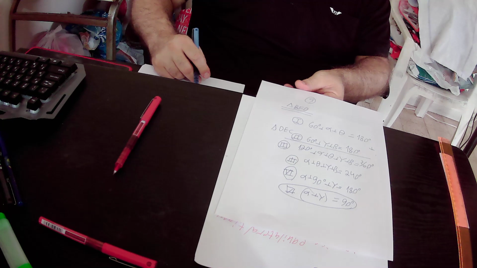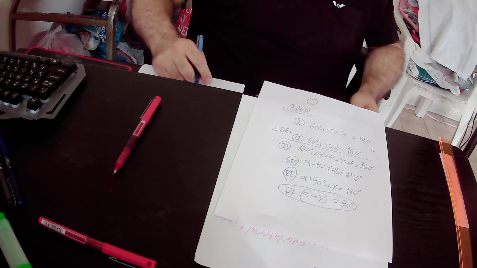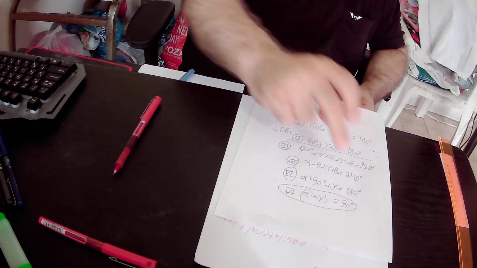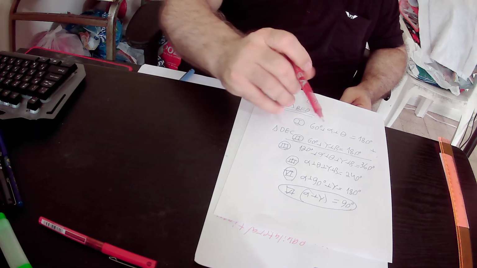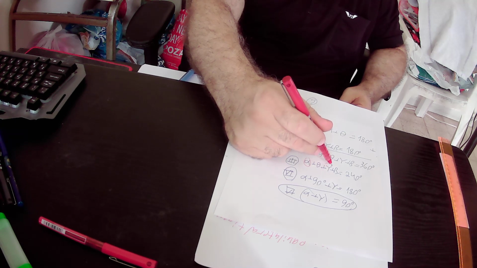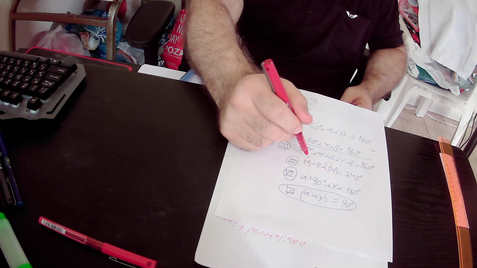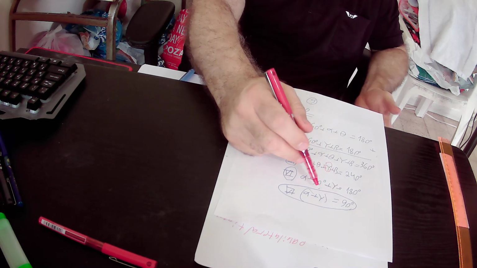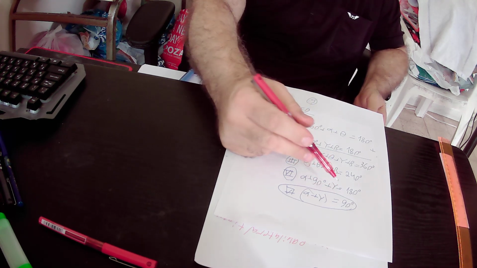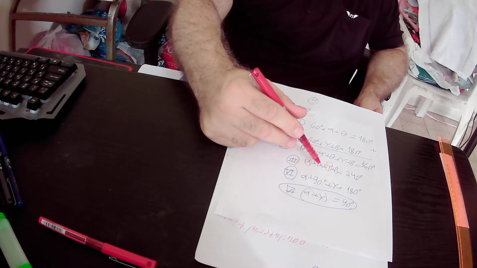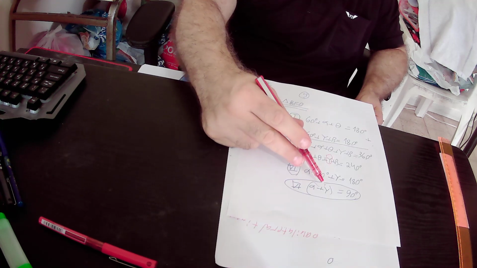Equation number 4 states that alpha plus gamma equals 90 degrees. But we have alpha plus gamma in the third equation. So we can substitute alpha plus gamma in the third equation by 90 degrees, because alpha plus gamma equals 90 degrees.